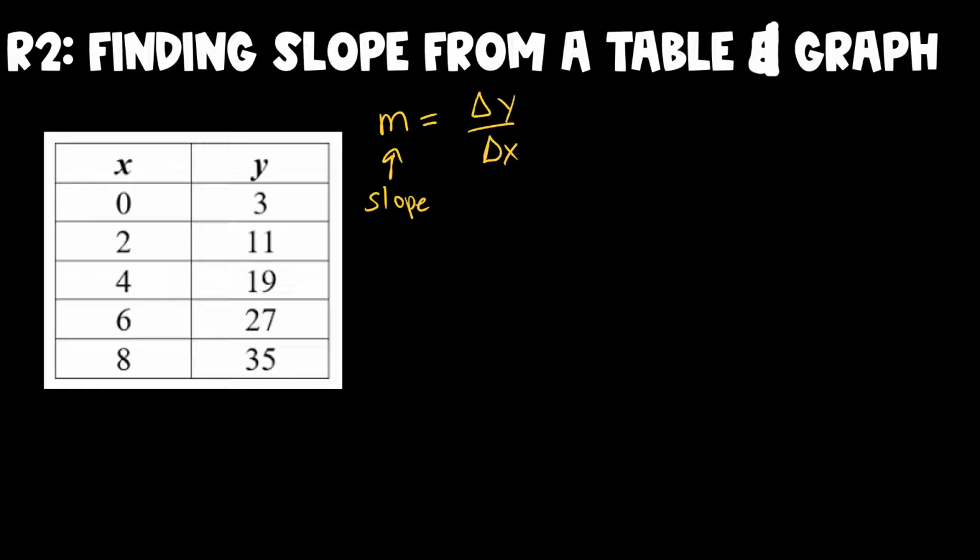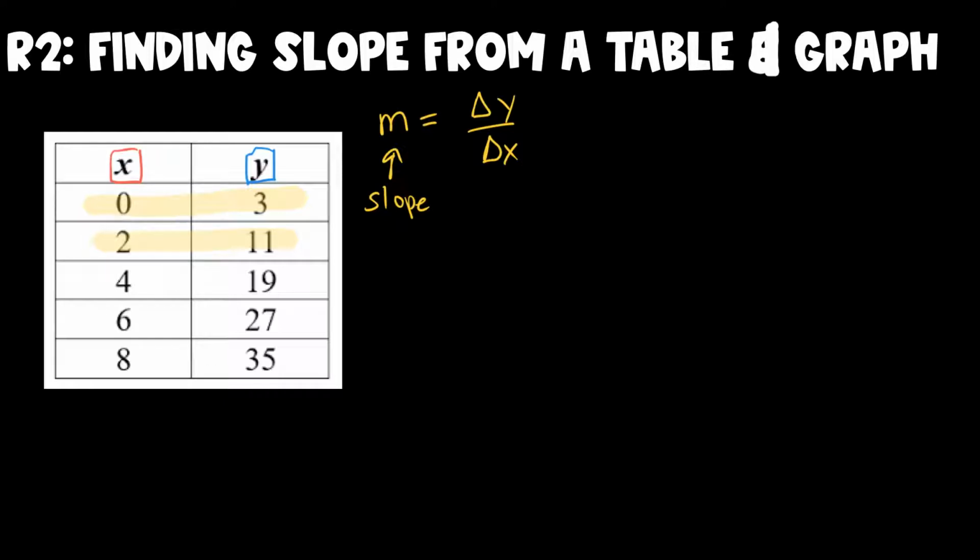So when we have a table, this first column will always represent the X. The second column will always represent the Y. The first thing that we want to do is select any two rows. So you could select this row and you could also select this row. It does not matter. Or you could select this first row and the second row. It does not matter. You pick any two rows. Typically, I like to select the rows that have the smallest numbers. So I'm gonna stick with these first two.